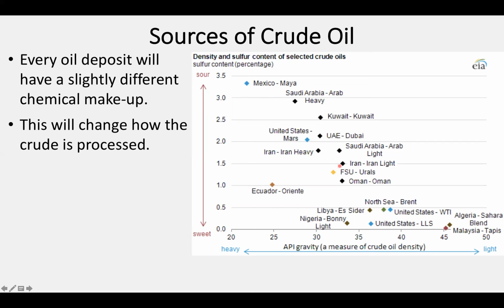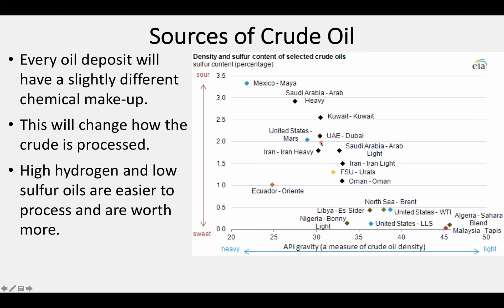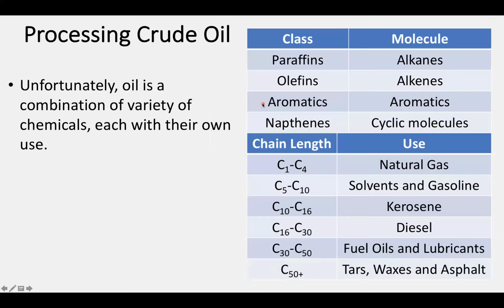And you're often going to build an oil refinery to target whatever specific oil type that you expect to come in. And again, in general, high hydrogen and low sulfur contents are going to be much easier to process, and they're typically going to be worth much more. Heavy sour, you're going to have to process it a lot more. You're going to get less valuable product coming out, so they tend to be worth less.